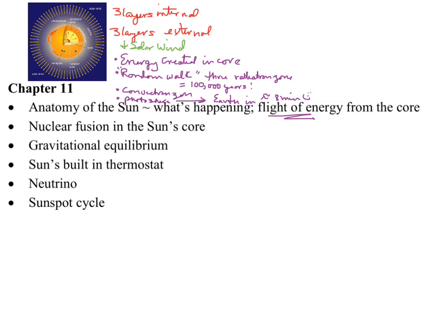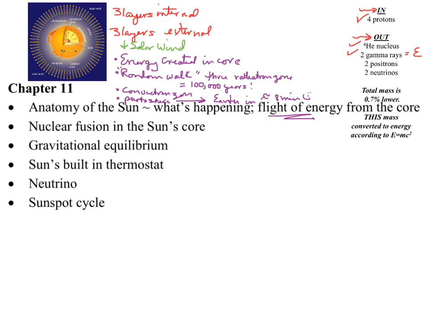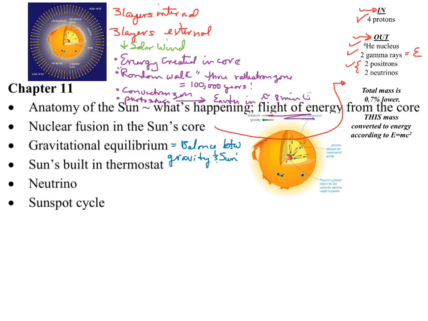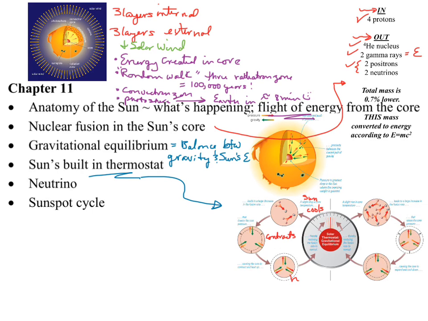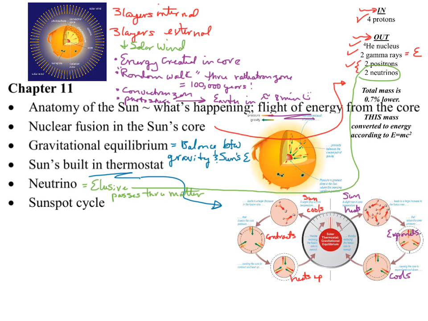Neutrinos are those subatomic particles that are formed during fusion. Neutrinos, they're relatively elusive because they don't interact with matter. They pass right through matter, but they're formed during nuclear fusion.